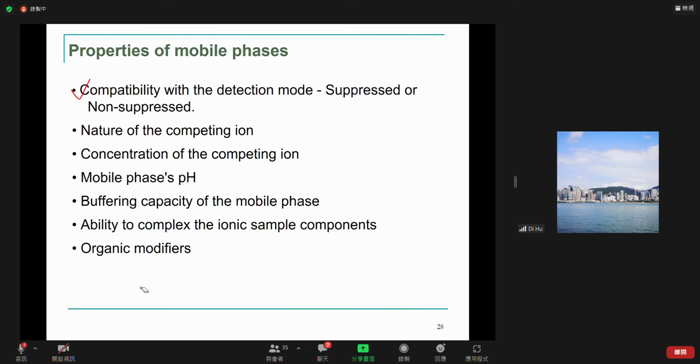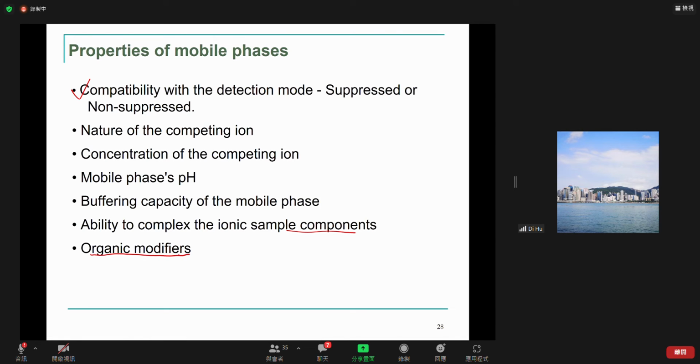And this one is particular for transition metals. For this one, sometimes you have to add a complexing agent reagent to form some complex. But once that complex is formed, that may change the original charge and degree of ionization, and then the newly formed complex has different affinity and retention to the column, and so on.